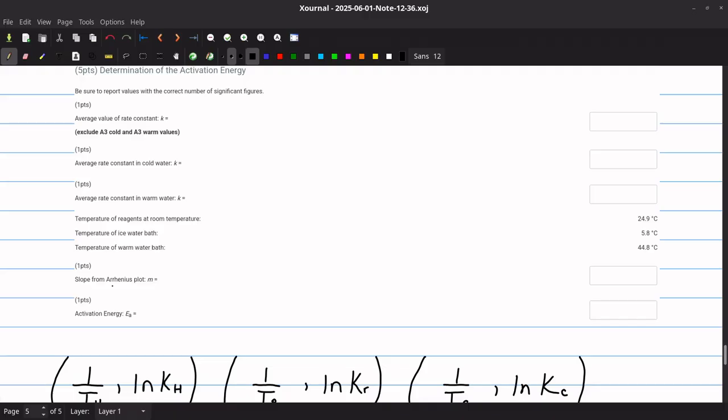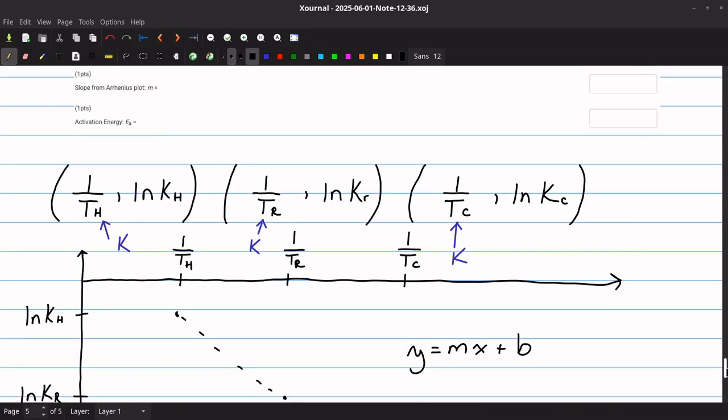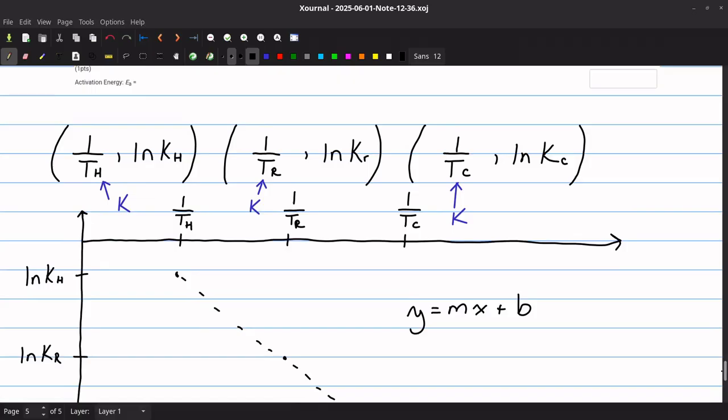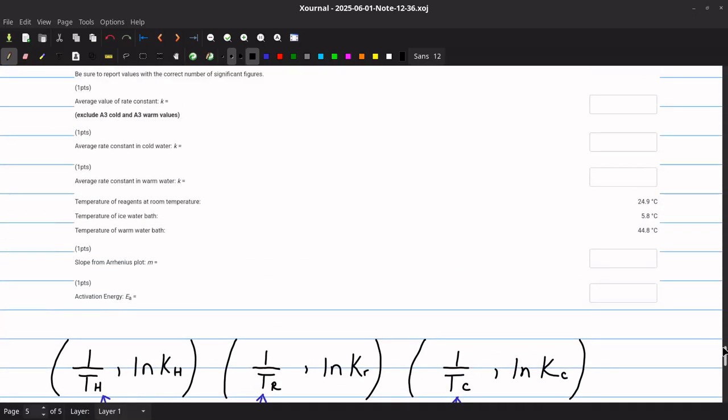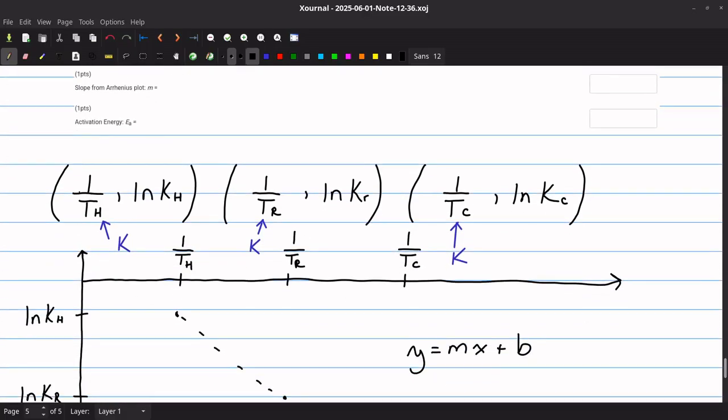And then we have the slope of the Arrhenius plot. So we need to make an Arrhenius plot. We're going to have to do that in something like Excel. These are the points that we're going to have. We're going to have 1 over the hot temperature, which needs to be in Kelvin. We were given that in degrees Celsius. My hot temperature is 44.8. I'm going to need to put that in Kelvin and then take the reciprocal of it. That'll be an X value.